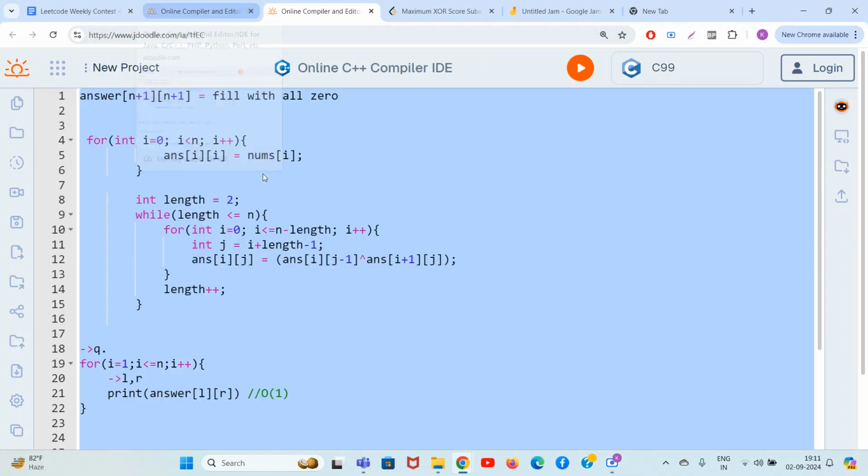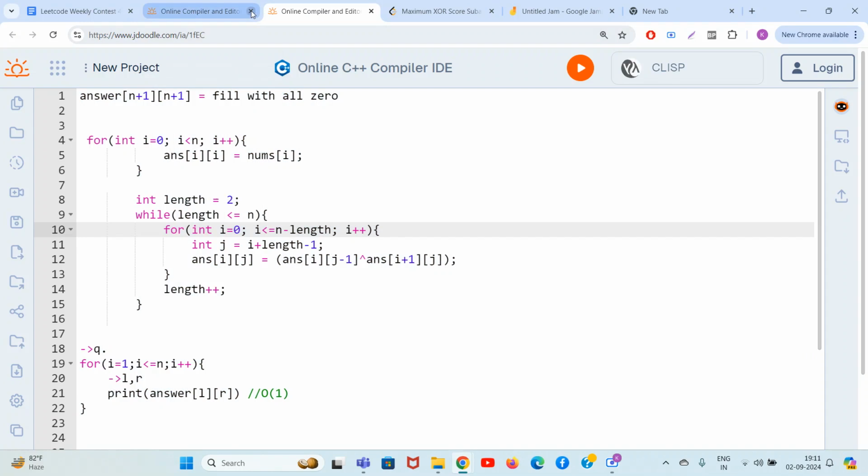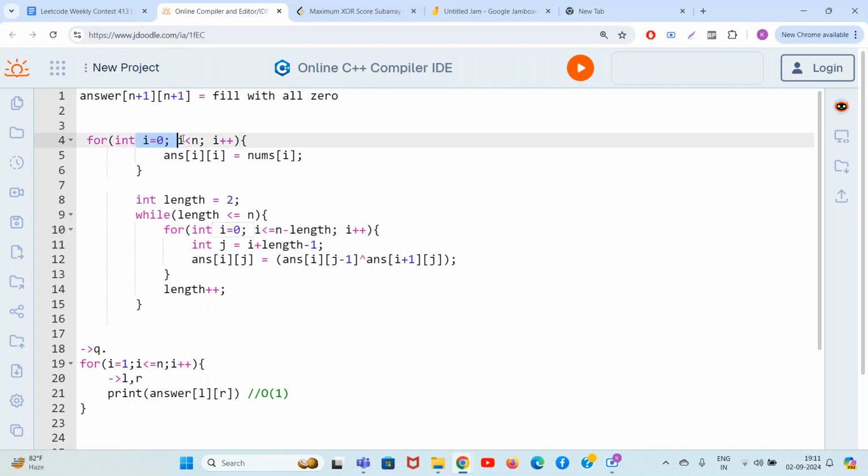This one you can see, which is very interesting, is that first we are trying from i equal to 0 till i less than n. Let's assume zero based indexing just for the sake of it. You can assume one based indexing also.